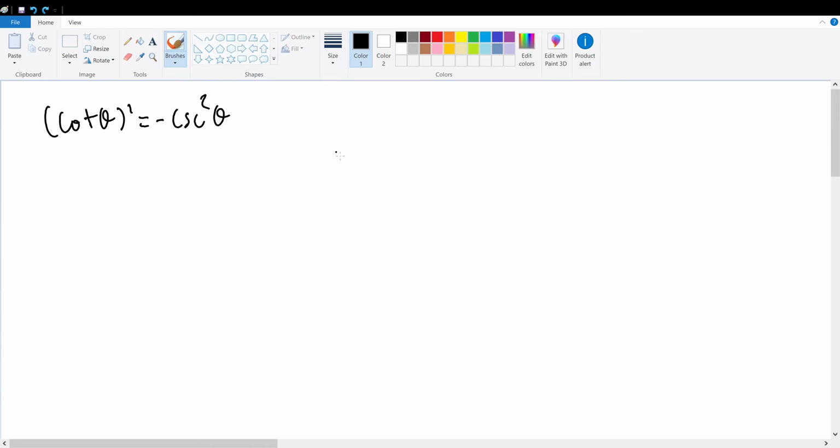In this video, we're going to be proving the derivative for the cotangent function, which is equal to negative cosecant squared theta. We're going to be doing this through the definition of the derivative for any given function of x, which is the limit when h goes to 0, representing our change in x, of f of x plus h minus f of x divided by h.